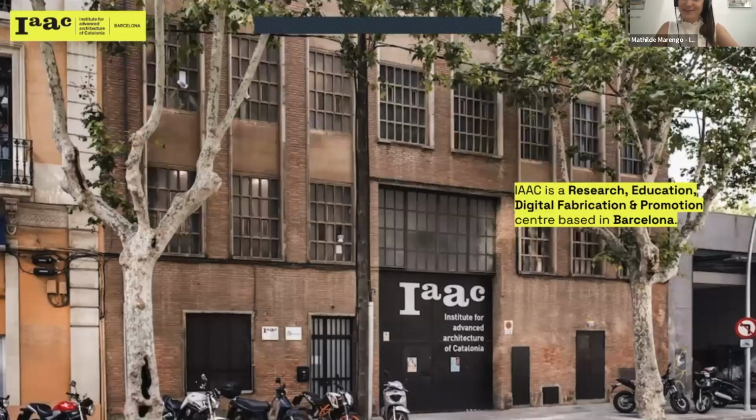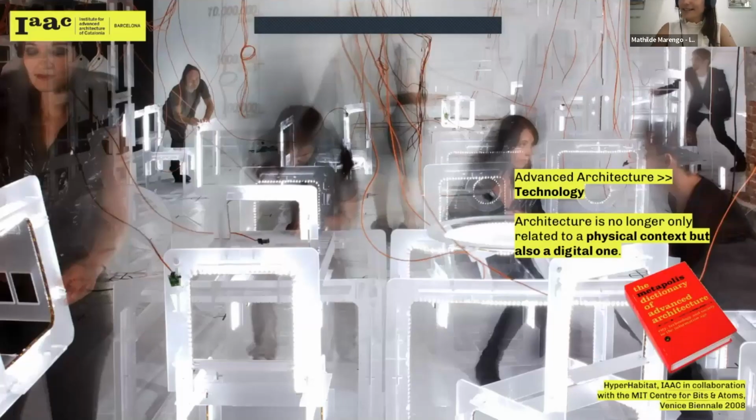Before we go into the actual projects, I also just wanted to give you a little rundown of what IAAC is. So for those of you who don't know IAAC, we are a research, education, digital fabrication and promotion center, and we're located in Barcelona. The Institute is quite a young institute. It was founded just over 20 years ago around the concept of advanced architecture.